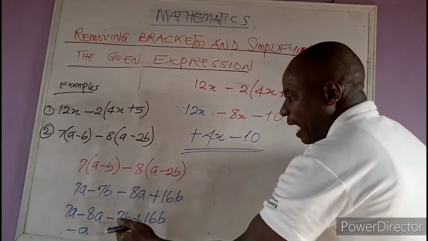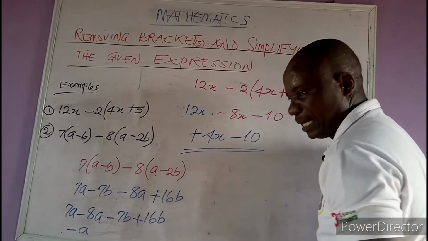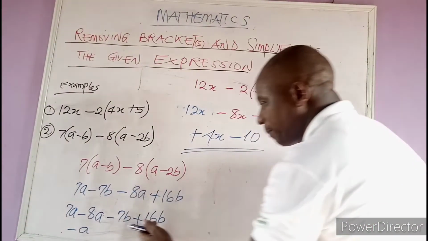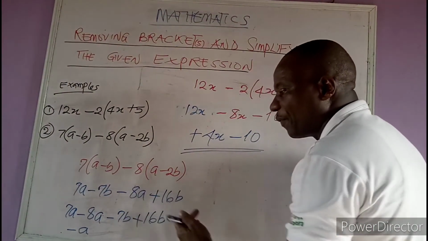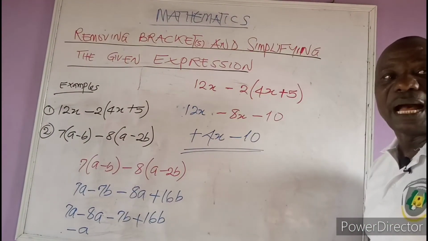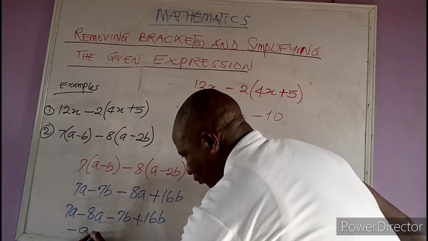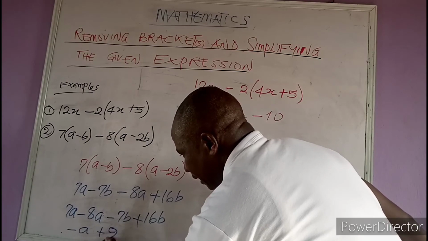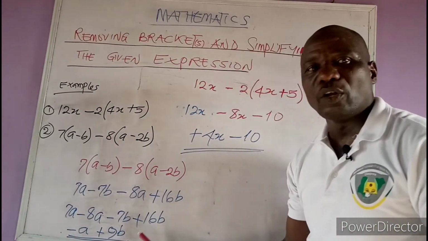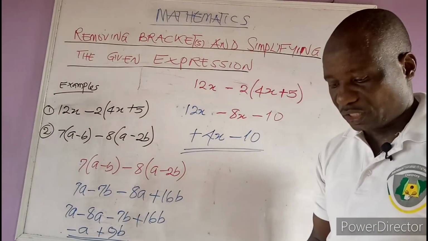Well, let's see this one. I am owing 7b. But I'm having 16b. Class, can I pay? Yes, I can pay it. So if I pay 7 out of my 16b that I'm having in my pocket, how much do I have? I have 9 naira left. Plus 9b. So you can now see a and b cannot be added together. Letter a and letter b can never be added together.